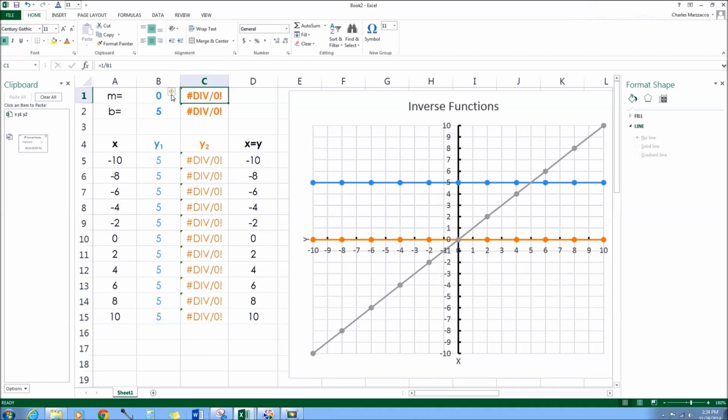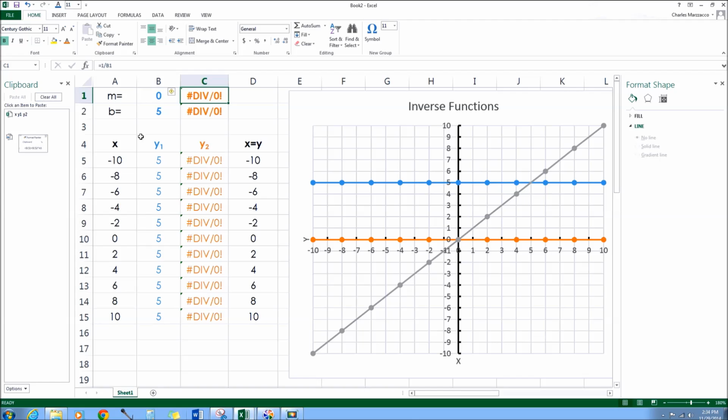We have a problem now that we've reached 0. See, it's m equals 0, and now we have division by 0. They're not symmetric with respect to x equals y. They don't cross along the line. There must be a mistake.